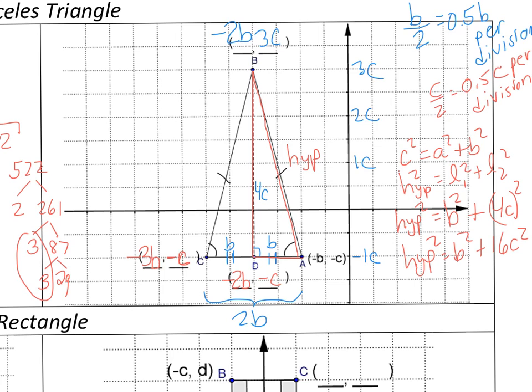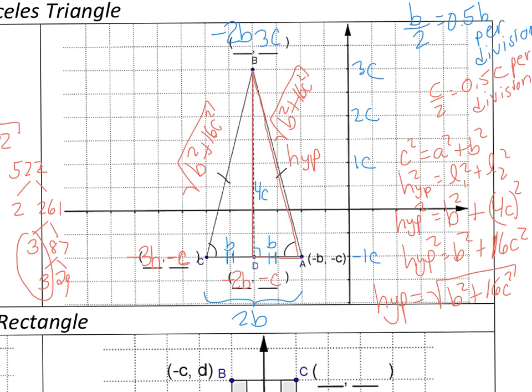And therefore our hypotenuse, or the length of these sides of the isosceles triangle, is going to be the square root of b squared plus 16c squared. That's a little awkward, but that is the length. So it is an algebraic expression. Each of these sides is the square root of b squared plus 16c squared. And over here, same thing, the square root of b squared plus 16c squared. And just leave it like that.